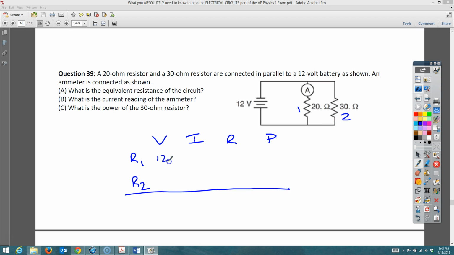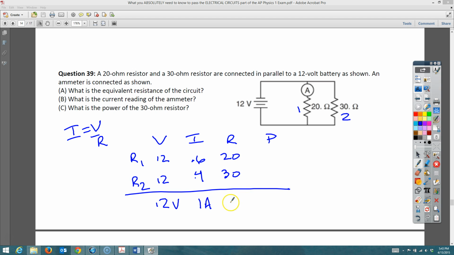The voltage here is 12, 12, and 12. The resistance is 20. We also have 30. We need to find out what is the current. So I'm going to take 12 divided by 30 because remember I is equal to V over R. And so here we've got 0.6. Here we've got 0.4 because 12 divided by 30 is 0.4. If you add those, you get 1 amp. So this is 12 volts, 1 amp.